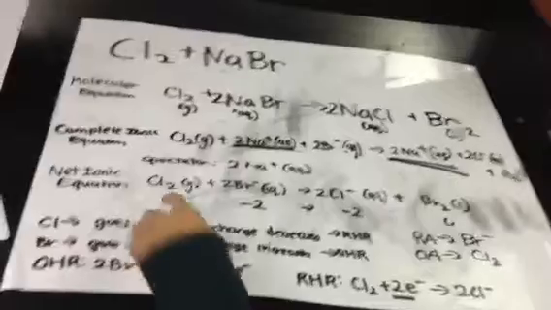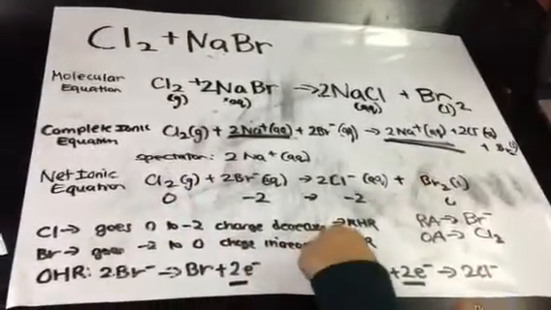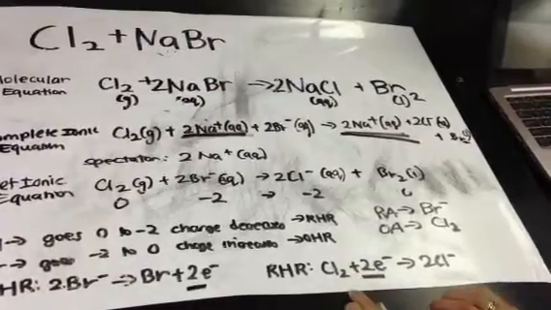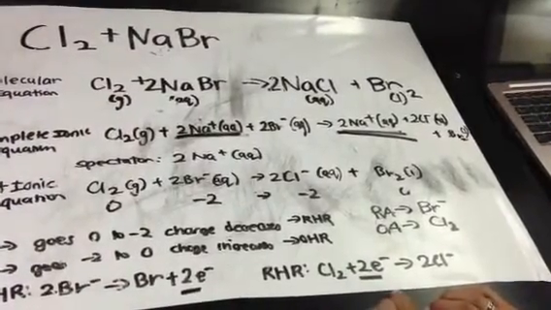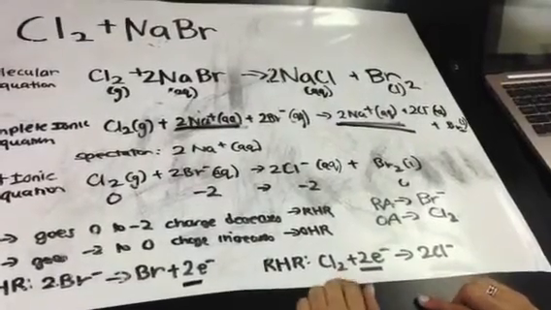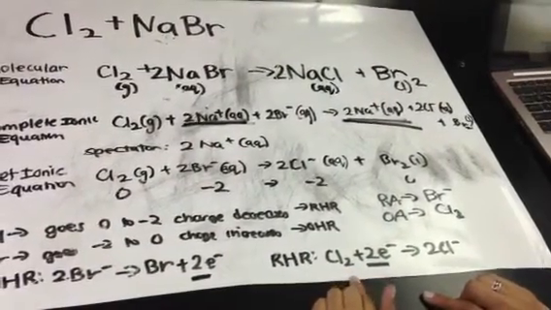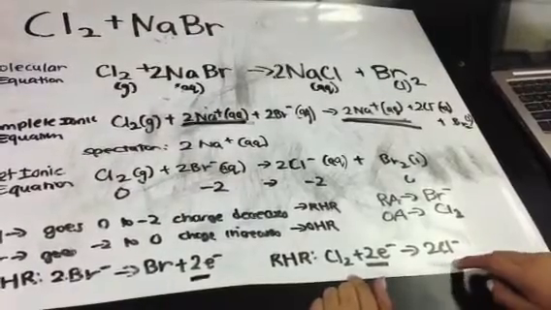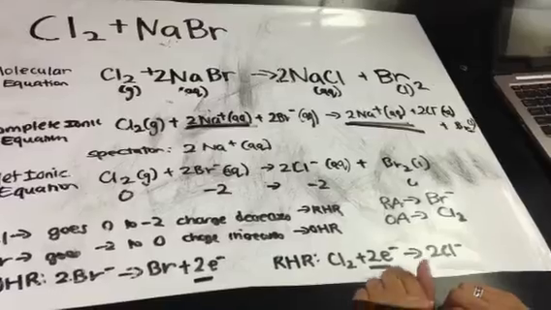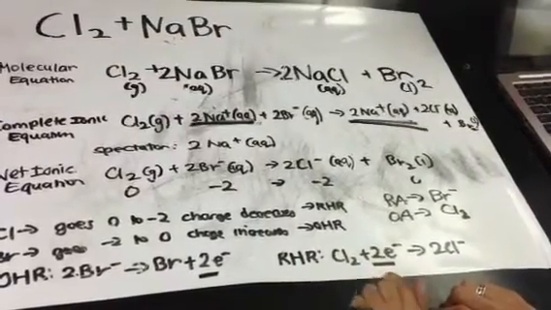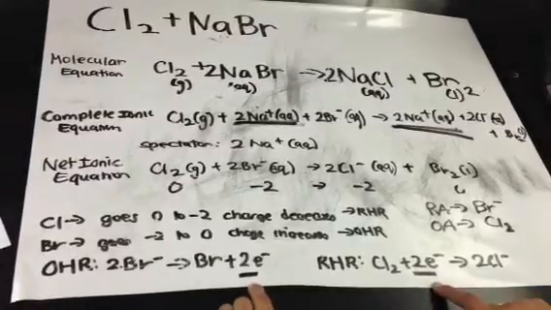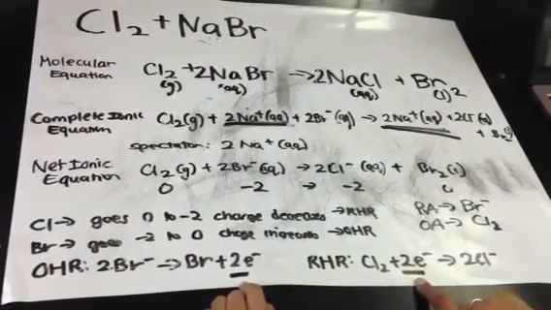Since Cl goes from 0 to -2, the charge decreases, making it the reduction half reaction. Here, the electrons transferred must go on the left side, the reactant side, because you have to make Cl2, which has a charge of 0, equal to 2Cl minus, which has a charge of -2. Therefore, you add the two electrons to this side. It is necessary to remember that these two numbers will always be the same.